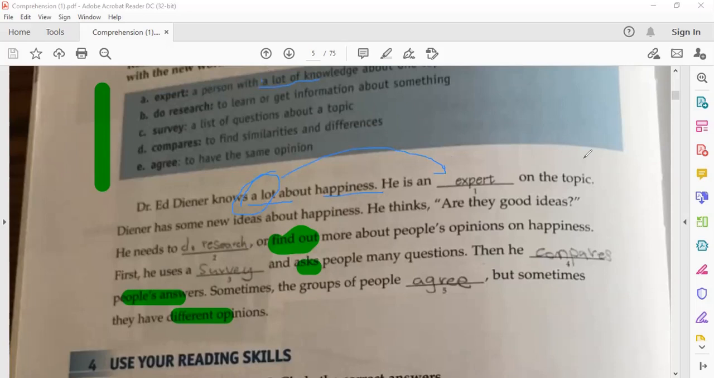Diner has some new ideas about happiness. He thinks, are they good ideas? He needs to do research or find more about people's opinions on happiness. Okay, stop. We have the second gap. It's already solved. I don't know why, but it's okay. The second gap here, he needs to what? To find out. This is a synonym of what? Researching. To find out, which means to know, which means to try to get information, which means to research.